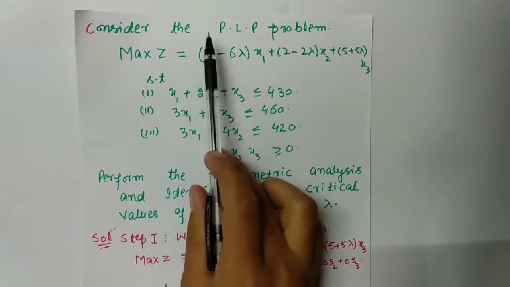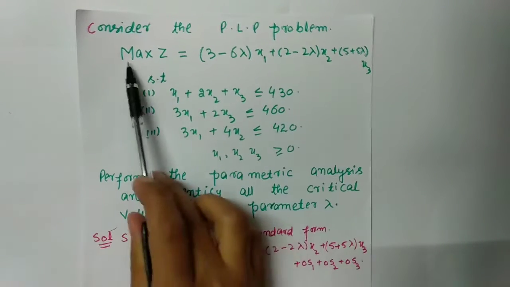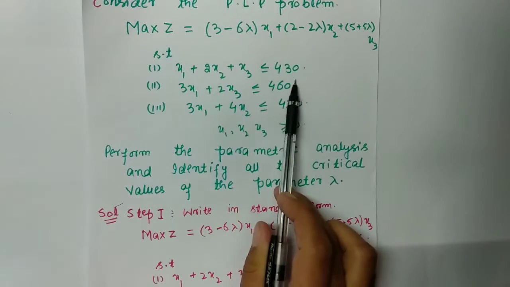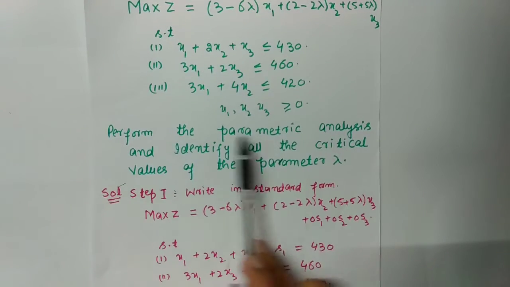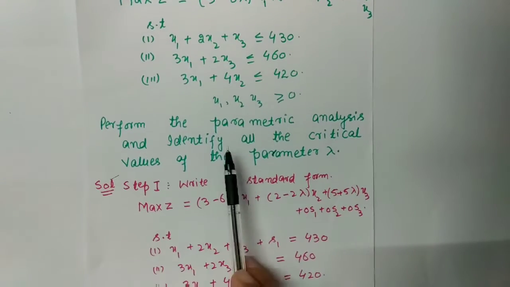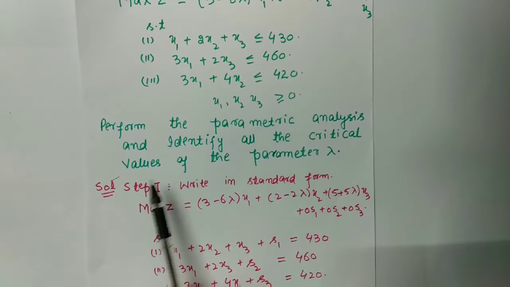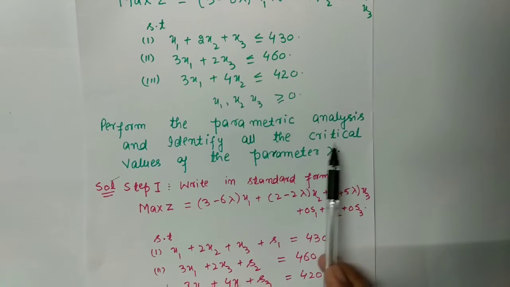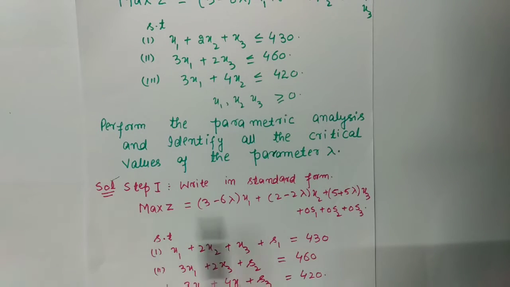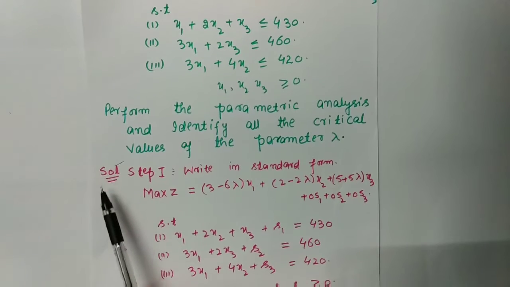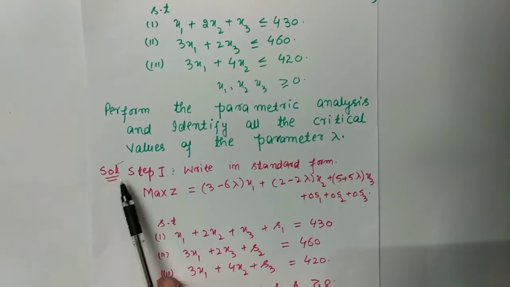Consider the parametric linear programming problem, maximize Z, subject to these constraints. We have to perform the parametric analysis and identify all the critical values of the parameter lambda, or we can say the critical values or range value. Now let us start with the first step. What is the first step?